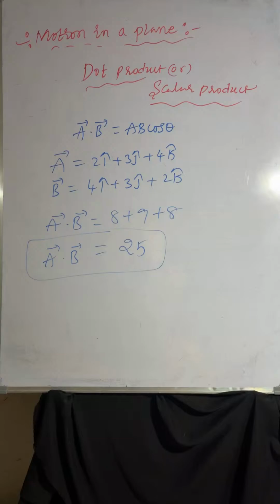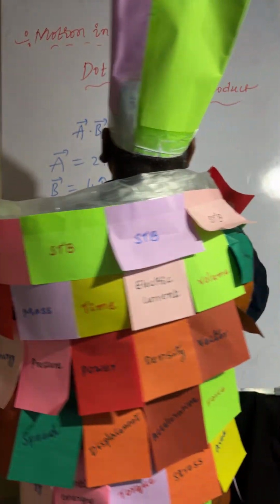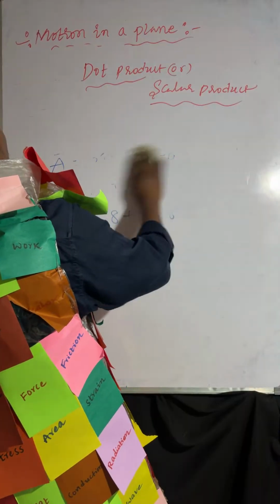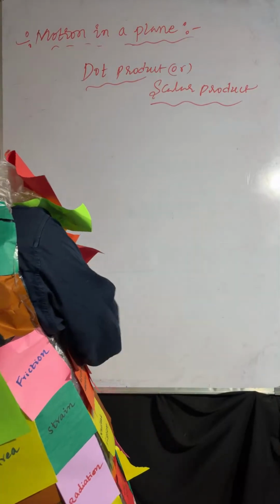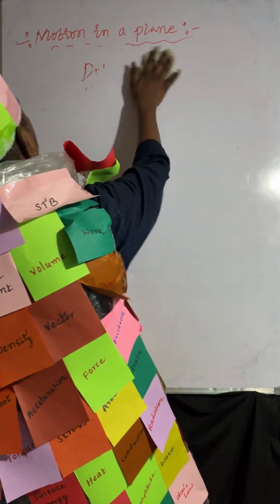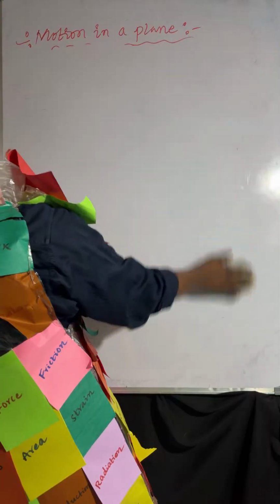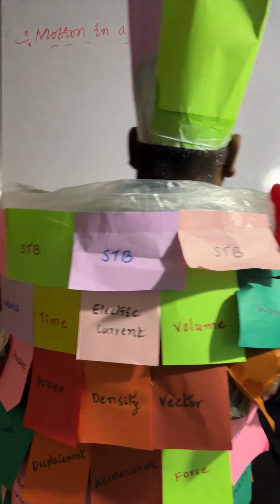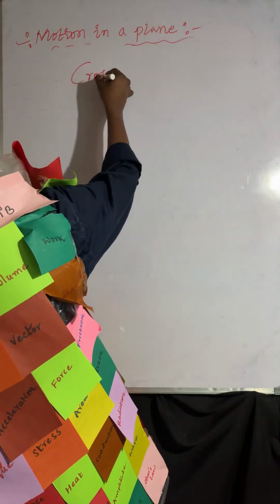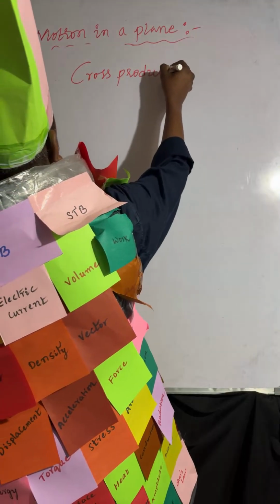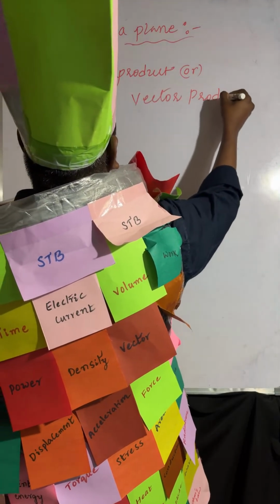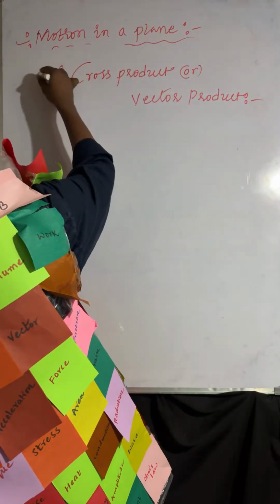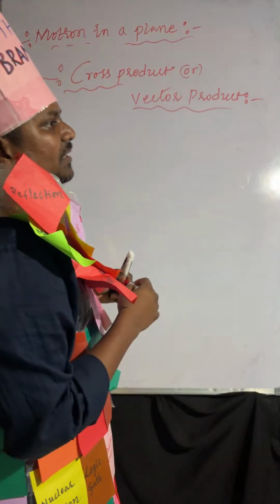Scalar product completed. Next we'll discuss the vector product, that is nothing but the cross product, or vector product. This is very, very important.